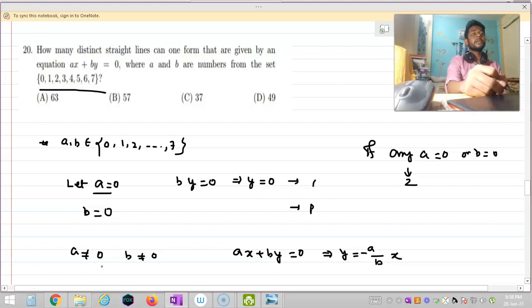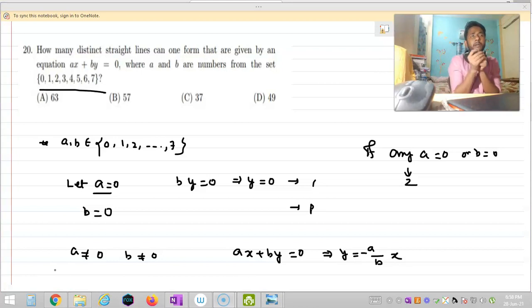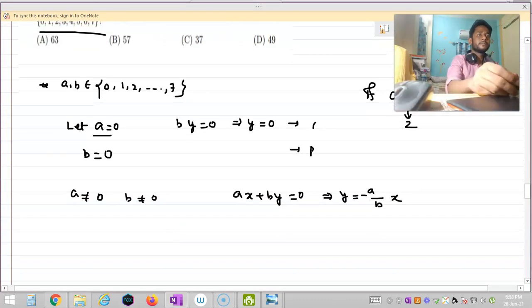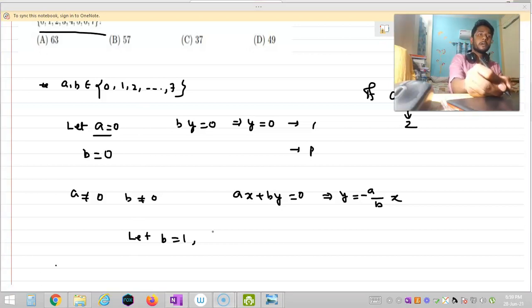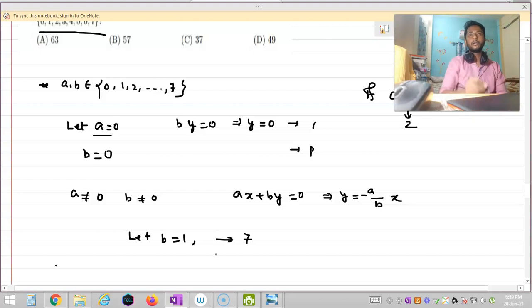Now we can choose a particular b. Let b equal to 1. If b equal to 1, I can choose a from 1 to 7, except 0. How many numbers are there from 1 to 7? There are 7 numbers, so there are 7 possibilities if b equal to 1. Now if b equal to 2, how many possibilities are there? If you are thinking that there are still 7 possibilities, then you are absolutely wrong. Now let me show you why there are not 7 possibilities.